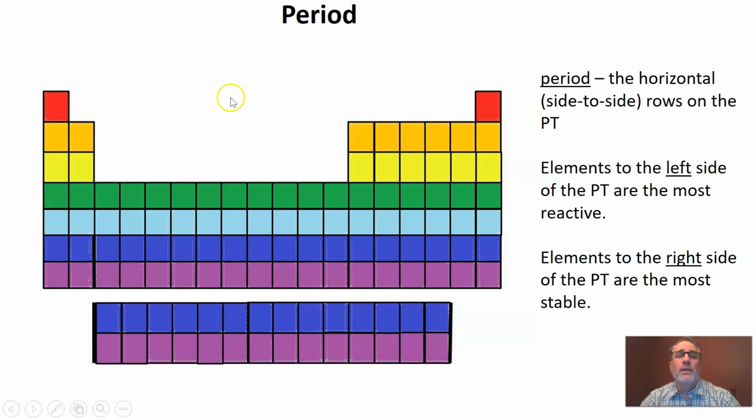So here is row 1 in the red, and we can see there's some space in there. Here's row 2, which is in the orange. Row 3 is yellow. Row 4 is green. But you get the idea. These periods run side to side.